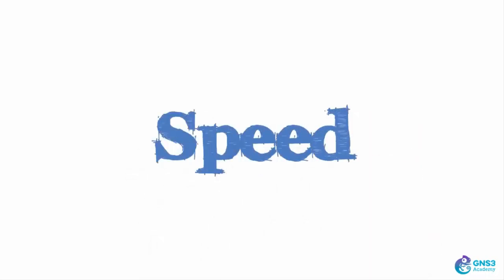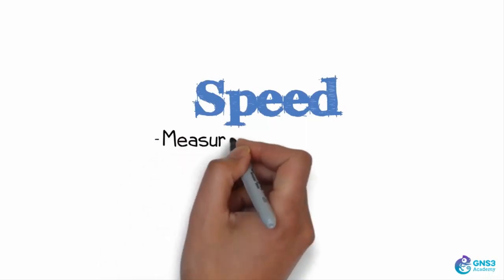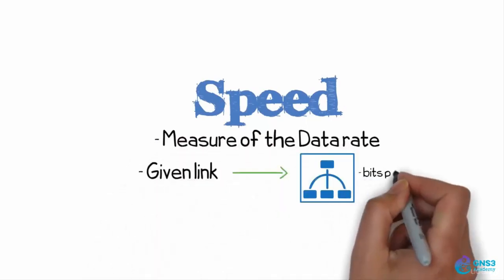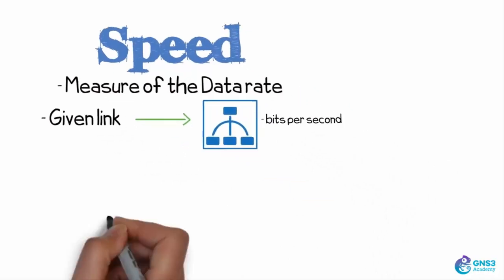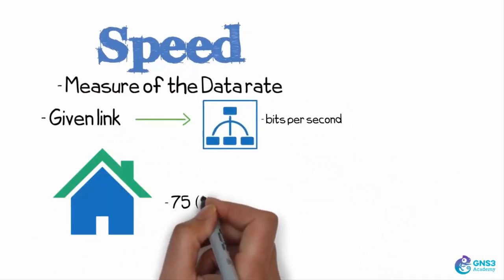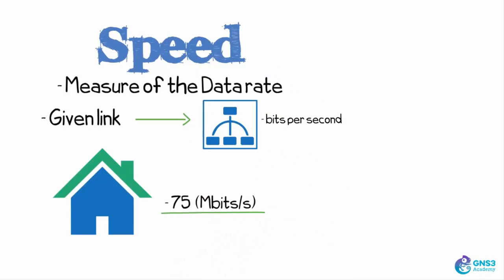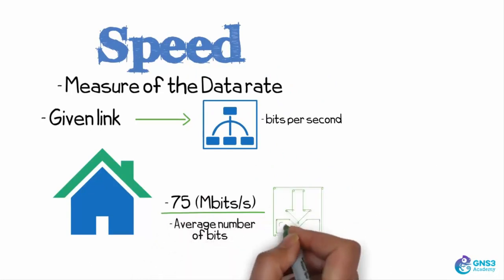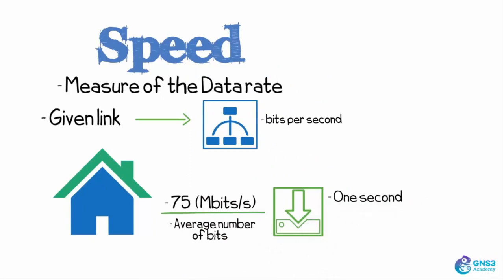Another term to understand is speed and bandwidth. Speed is a measure of the data rate of a given link in the network in bits per second. As an example, my home internet connection is 75 megabits per second. This rate is the average number of bits that can be downloaded in 1 second. That's 75 million bits in 1 second.